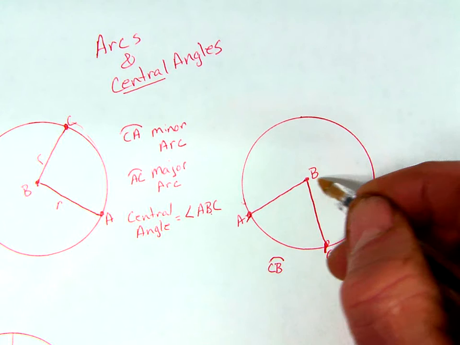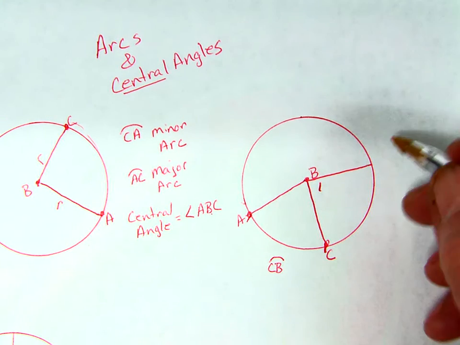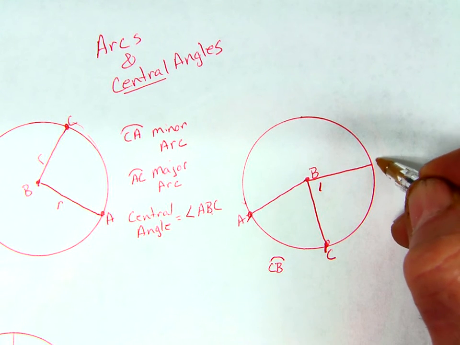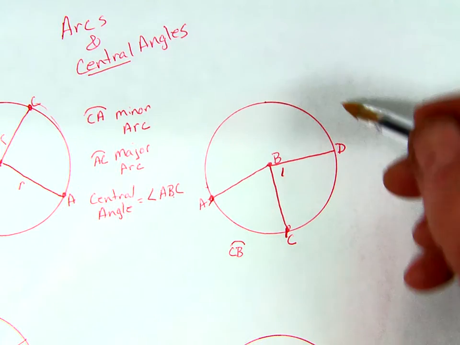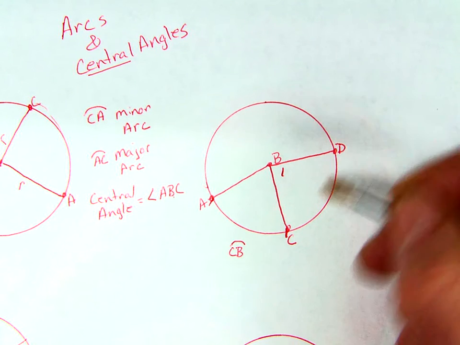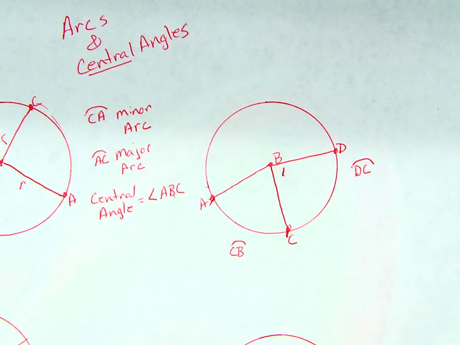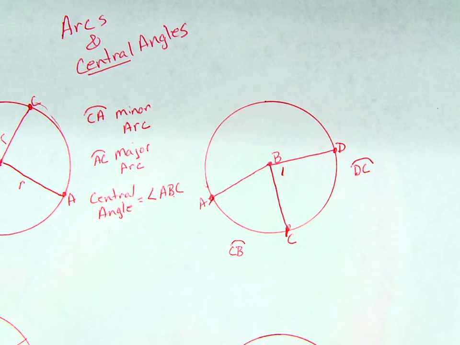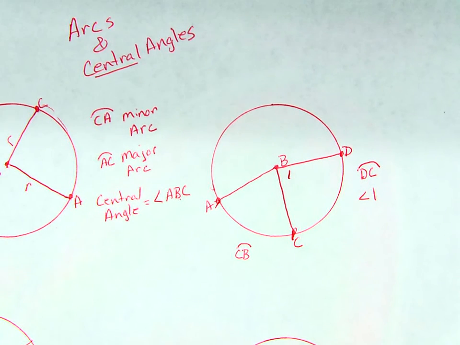Sometimes they can use numbers instead of letters. Here's angle 1. We need another letter out here. Call this D. So name the arc made by angle 1, clockwise. Start at D, end at C, so it's arc DC. If you had to name the angle that arc DC made, it would be angle 1. Arc DC creates angle 1, or angle DBC, either way.